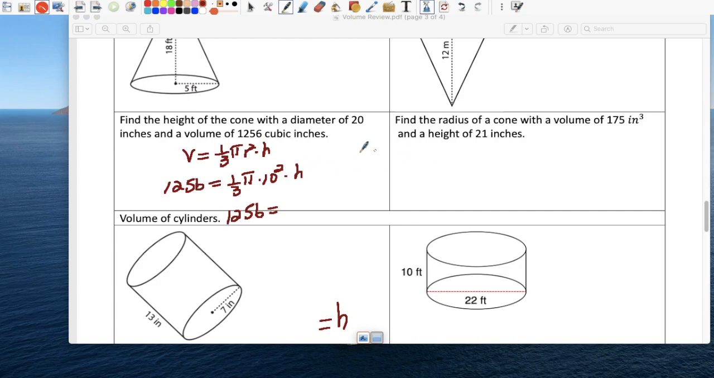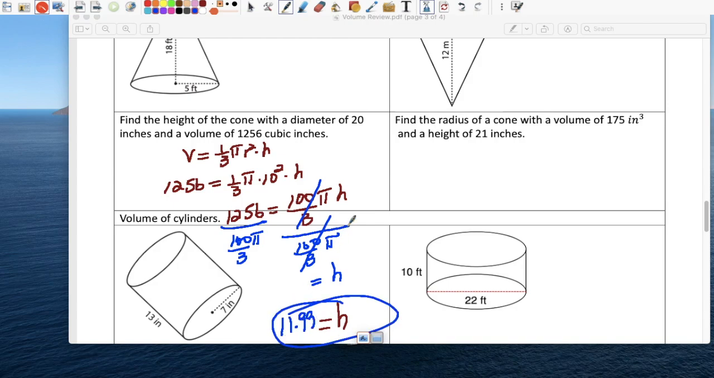1,256 equals 10 to the second power is 100. So if you multiply that by 1/3, you get 100 over 3 pi h. So let's simplify things. Now we're going to divide both sides by 100 over 3 pi. So 100 over 3 pi and 100 over 3 pi simplify, and we get h equals, and we're almost there. So 1,256 divided by 100 over 3 pi gives us 11.993, and if we're rounding to the nearest hundredth, it's actually 11.99. Do not take the square root of anything because h has an exponent of 1, so we're good.